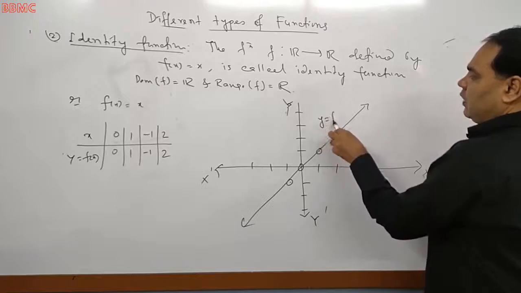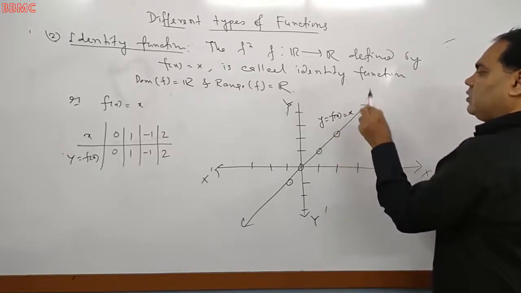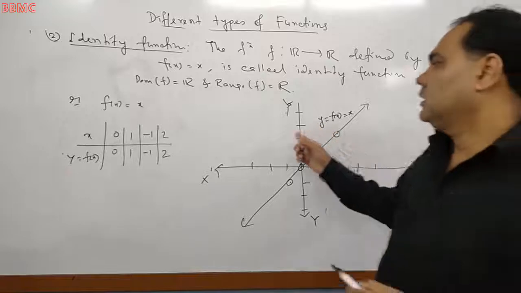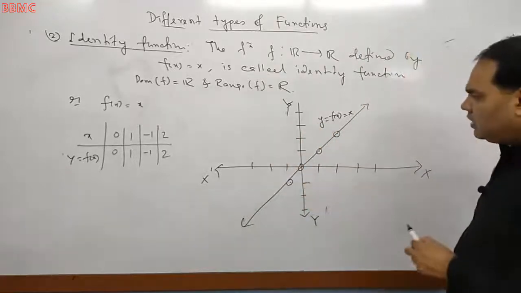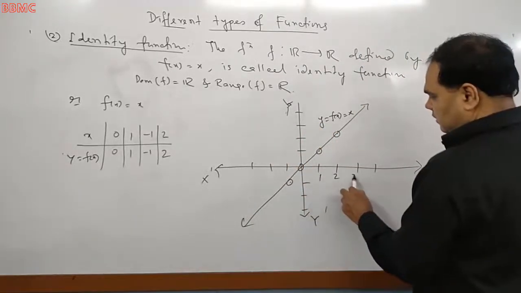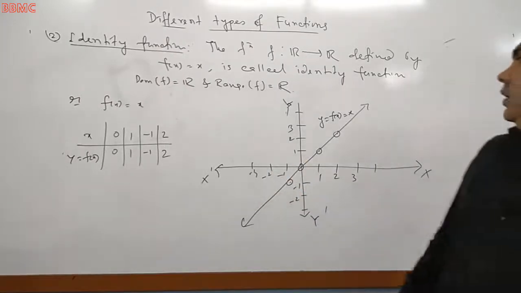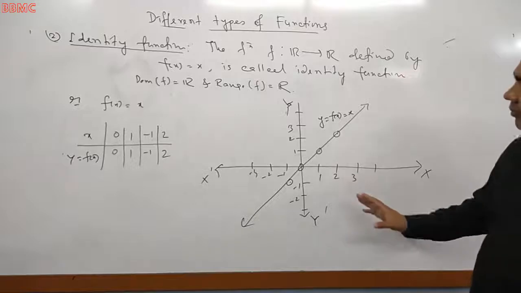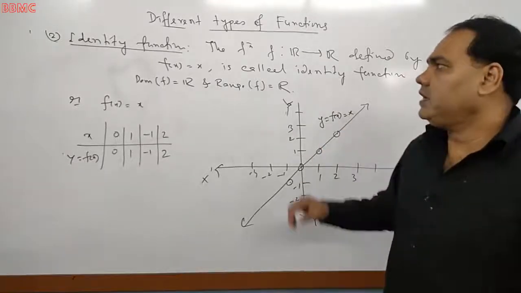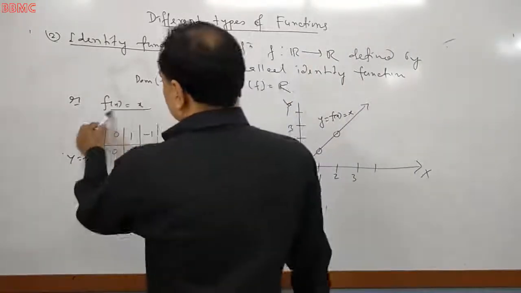That is y is equal to f(x) is equal to x. Actually, it is a straight line which passes through the origin. You may think so. This way. So, this is the graph of an identity function.